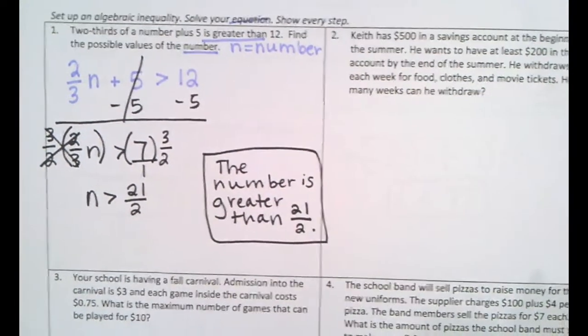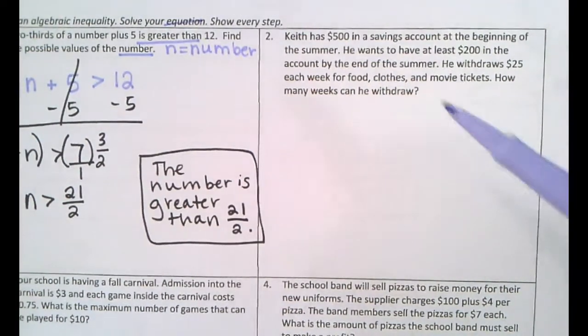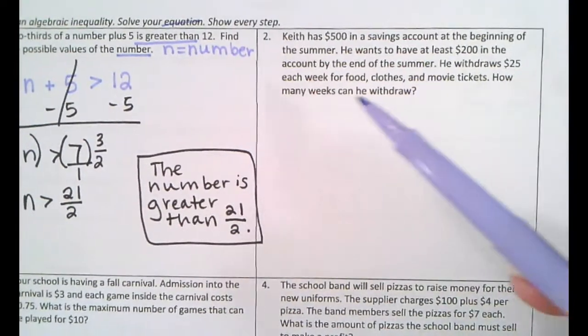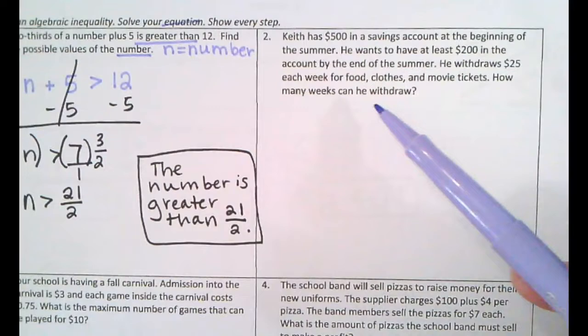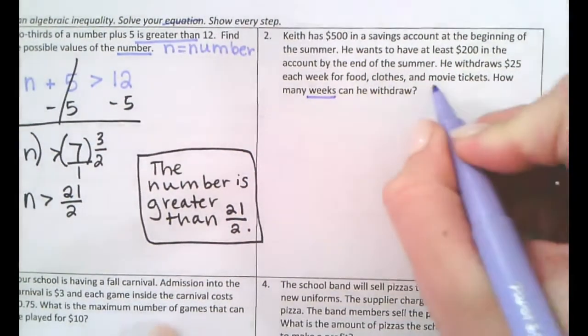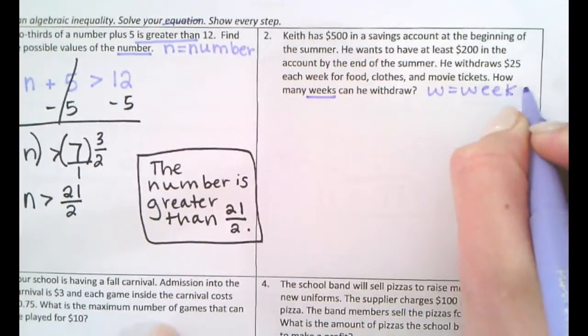All right, number 2. This one kind of does a little more real world with it. Keith has $500 in a savings account at the beginning of the summer. He wants to have at least $200 in the account by the end of summer. He withdraws $25 each week for food, clothes, and movie tickets. How many weeks can he withdraw? So our unknown are the number of weeks. I'm going to set that to be W.